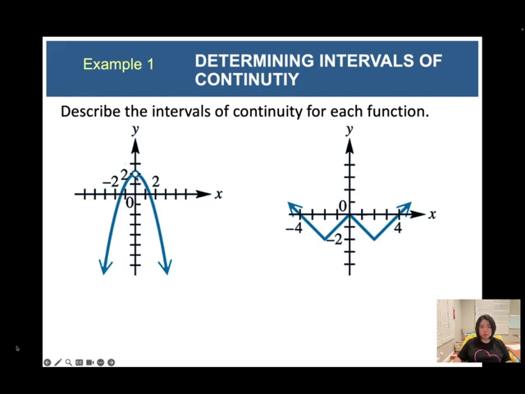Okay? So when we write it down for the continuous function, we're going to say the function will be continuous starting from negative infinity until 0, because x cannot be equal to 0. Okay, so you can see we use the parenthesis. And starting at 0 again until positive infinity.